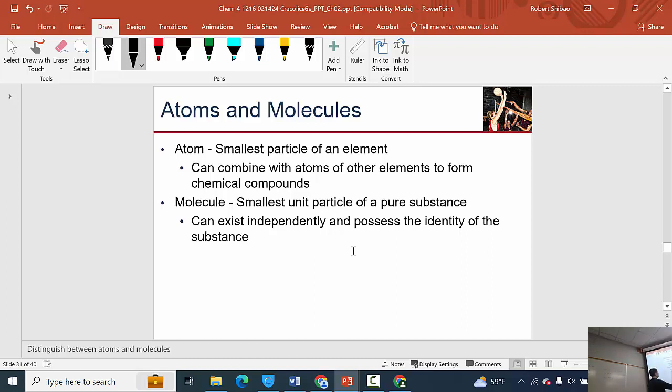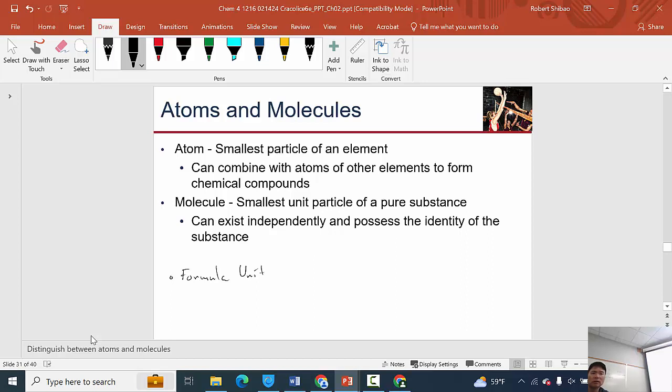So atoms are the smallest particle of an element, and a molecule is the smallest particle of a compound. There should be another one here. That would be formula unit. Formula unit is the smallest unit of either a compound or an element. And so let me add that here. Formula unit is a generic term that can be used for anything. Not everything forms molecules. Name one thing that doesn't form a molecule.